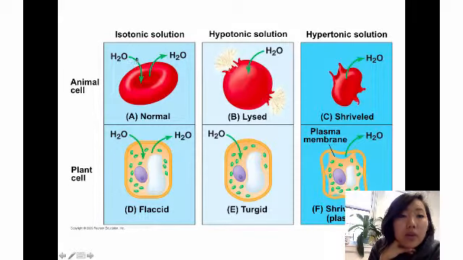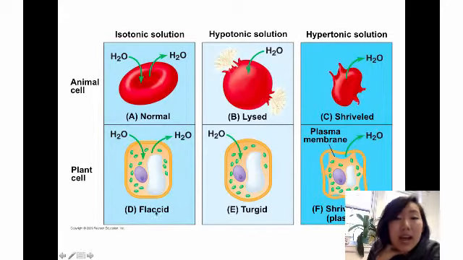Isotonic solution is when the same amount of water is entering as is leaving because the solute concentration is the same on both sides. This for an animal cell is ideal. This is what the animal cell wants. Actually, for the plant cell, when you have the same amount of water entering and leaving, it's called a flaccid state, and the cell does not like that. It tends to be kind of limp when things are like that.